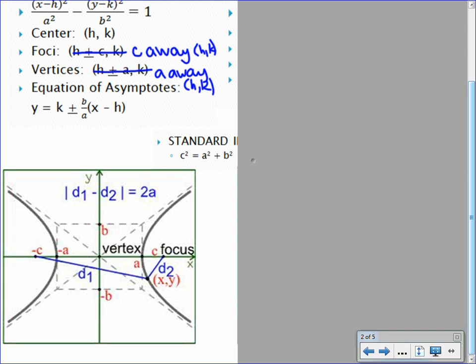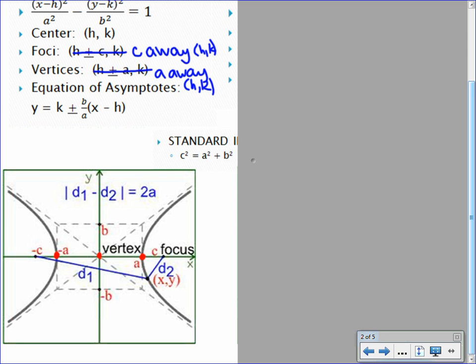So this is the process you're going to do to actually graph these. The first thing you need is your center. So you will plot your center. The next thing you need are your vertex points. They are always going to be a away. And since a is with x, we know we move horizontally. So we're going to move horizontally a and horizontally a.